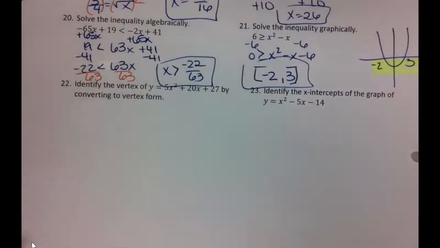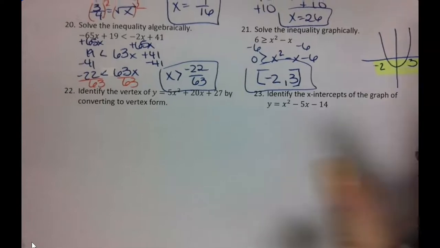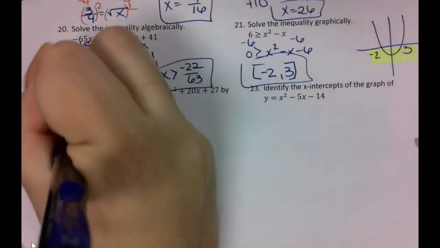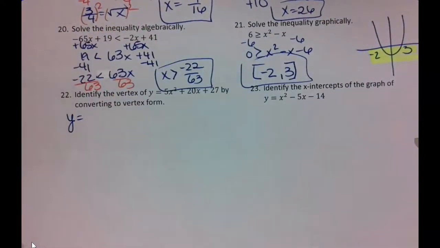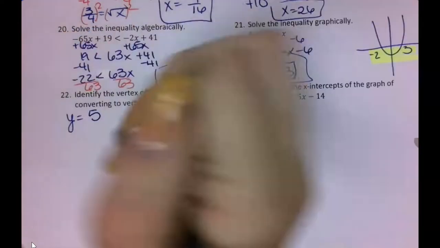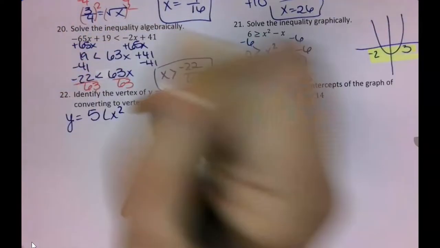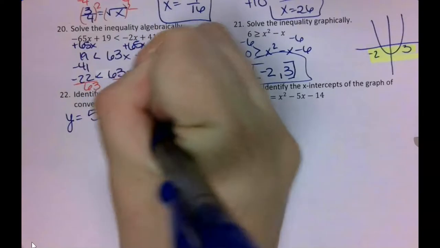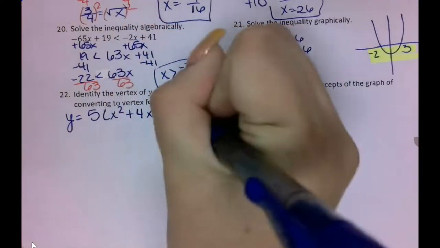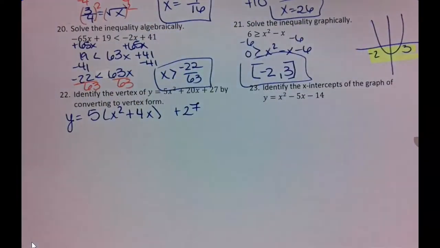Number 22 wants me to identify the vertex of this equation by converting to vertex form. So the first thing I want to do, this one is completing the square. I'm going to pull out a 5 from both of my first two terms. So 20 divided by 5 is 4. And then I'm going to leave that 27 alone for right now.